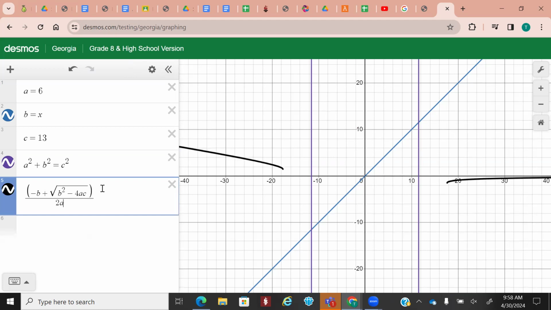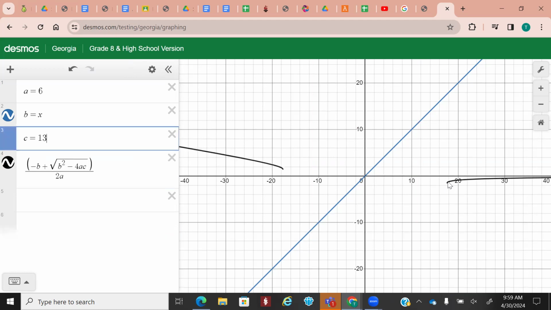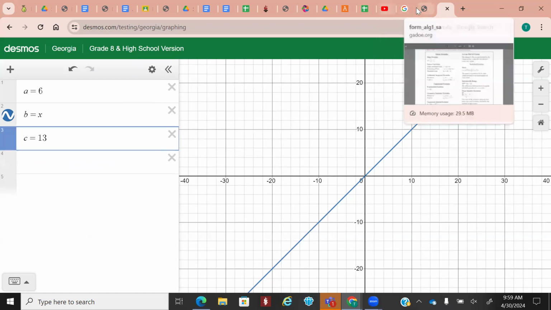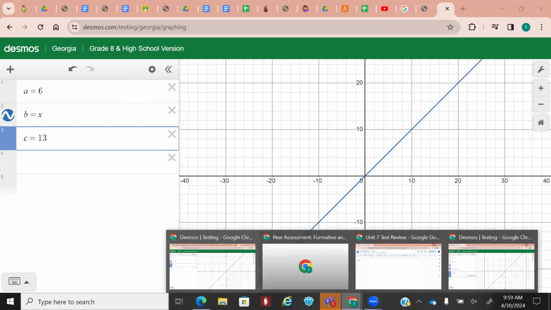It actually solves it for you. We got to get rid of this guy. But it actually solves it for you. I think it's this number right here. Okay. Actually, x equals. Yeah. Okay. So Desmos does a lot more than just, hey, plug in some rando numbers.